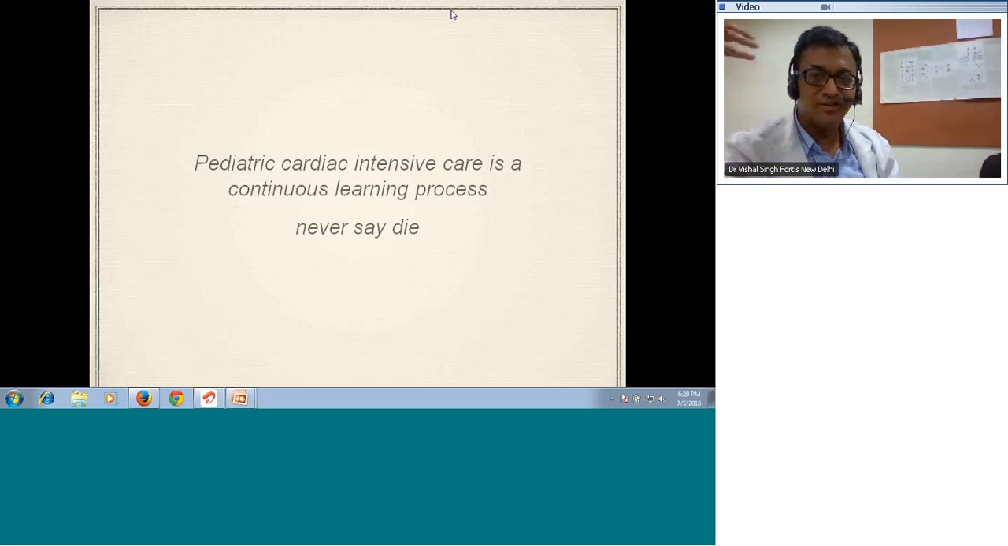We start with bosentan in situations where the LFT is normal. And we give bosentan, building it up gradually to 2 milligram per kg per day. And subsequently, if it's still not working, then probably we have to look at something like sildenafil.